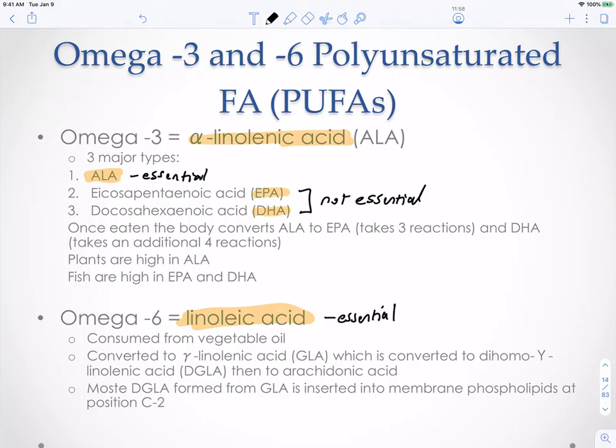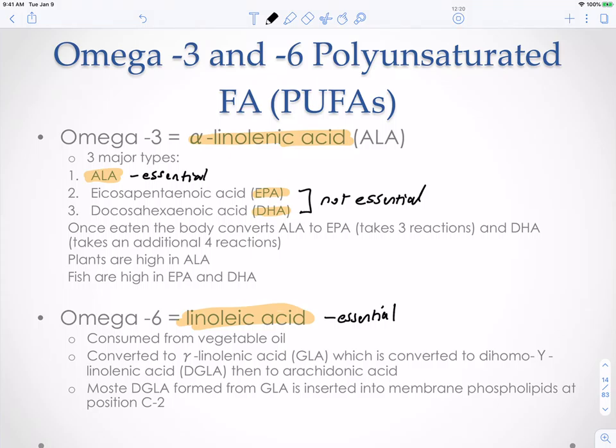And the reason is because both EPA and DHA can be made from your alpha-linolenic acid. So ALA can form EPA, and then EPA can form DHA. Plants are going to be high in these essential fatty acids. Fish are going to be high in EPA and DHA.